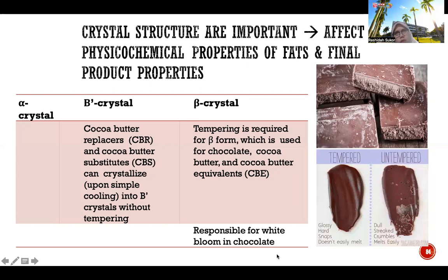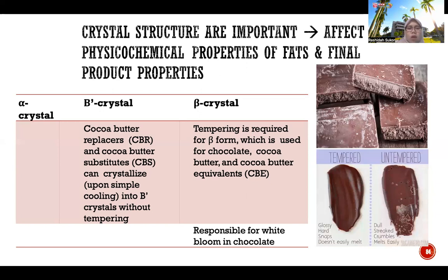Tapi kalau for those manufacturer SME yang tak boleh afford to buy the tempering machine, normally they do manual tempering yang tak consistent. Okay. So you will have quality issues of the chocolate lah. Normally chocolate ini je lah selalu issue dia. Okay. So you see this one tempered, you will get a very nice glossy, hard, snap and doesn't really melt.